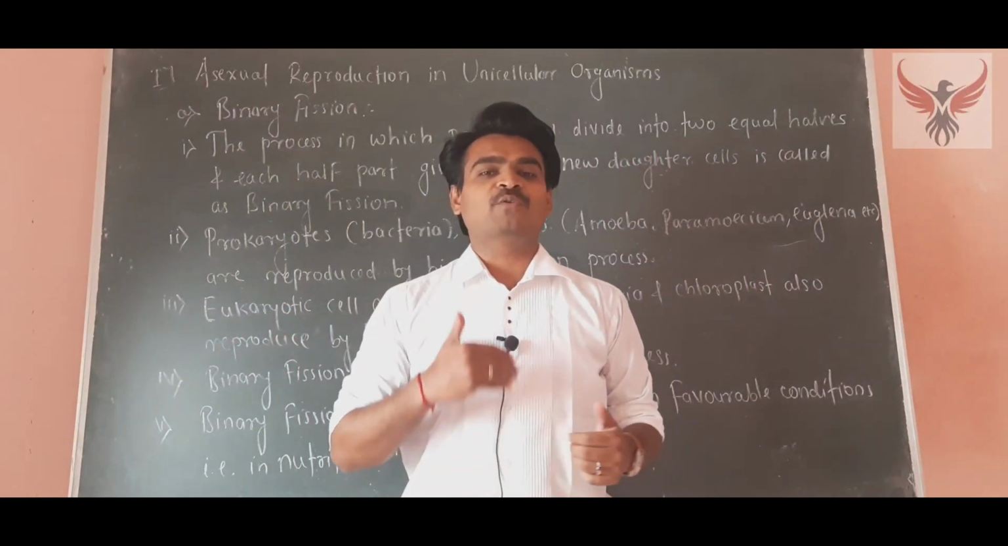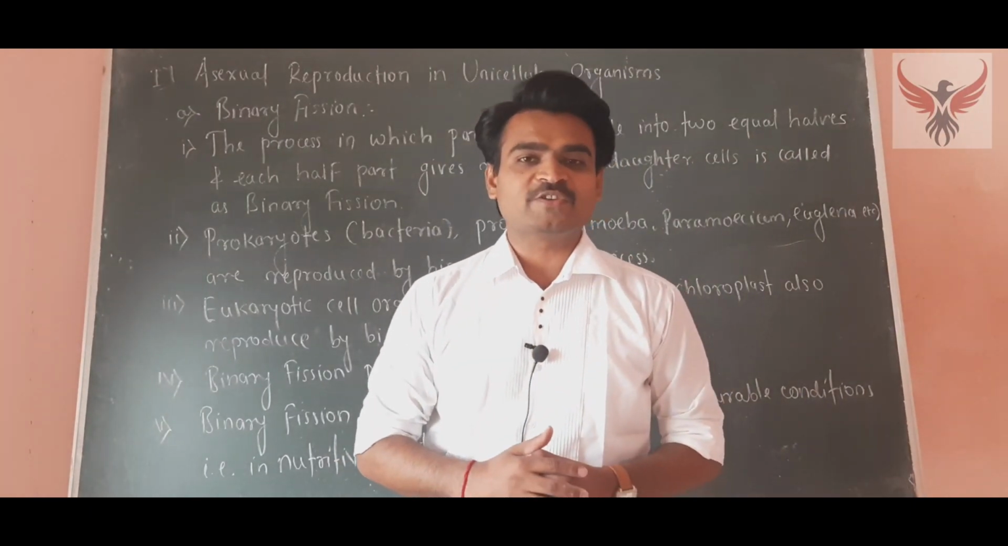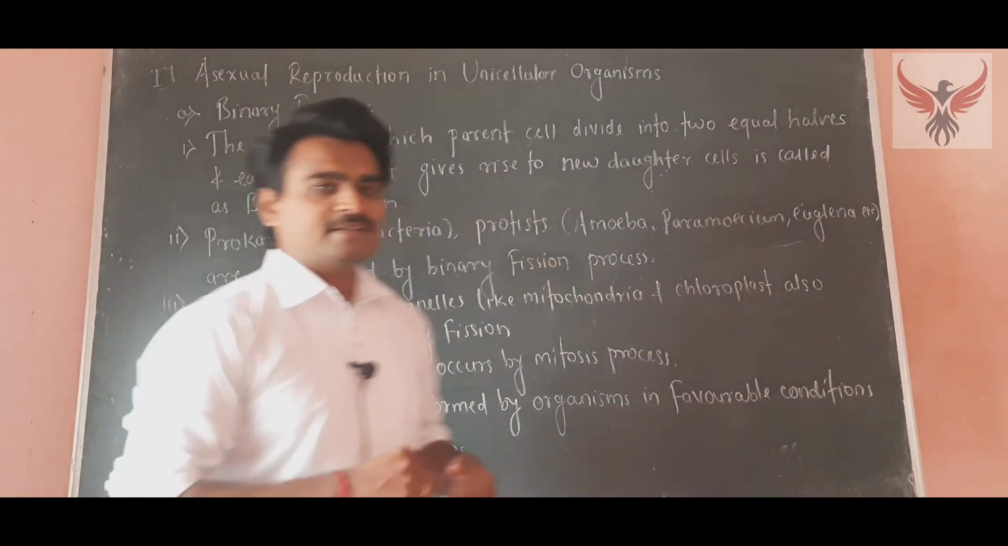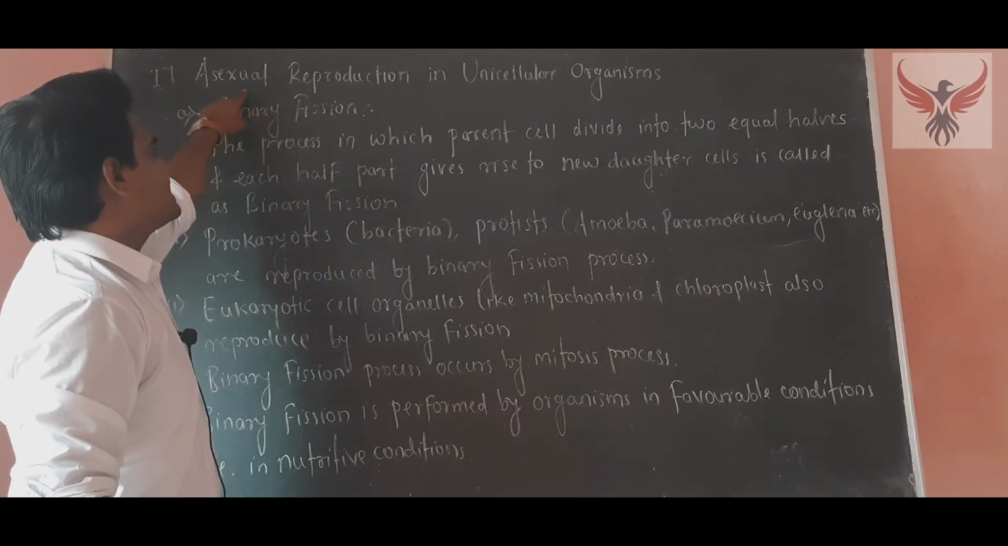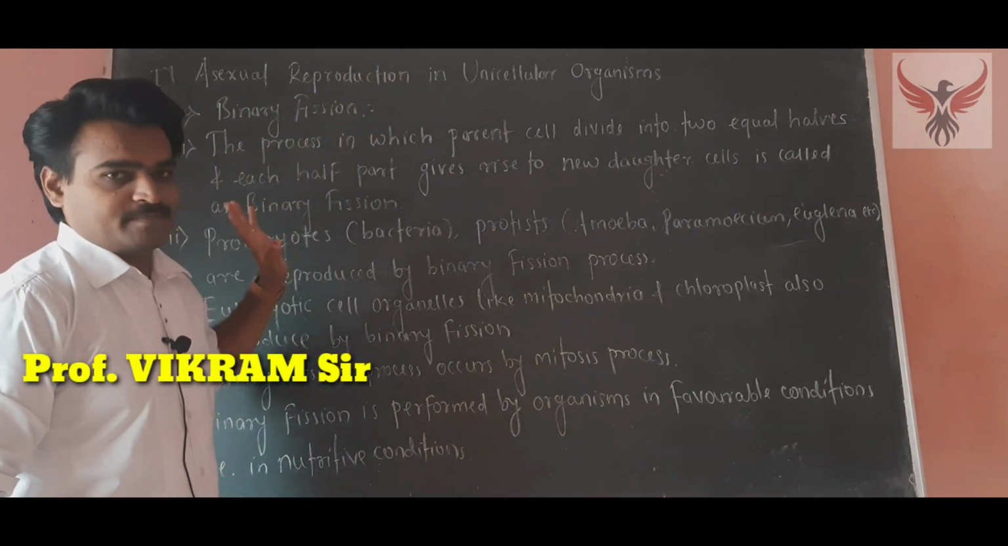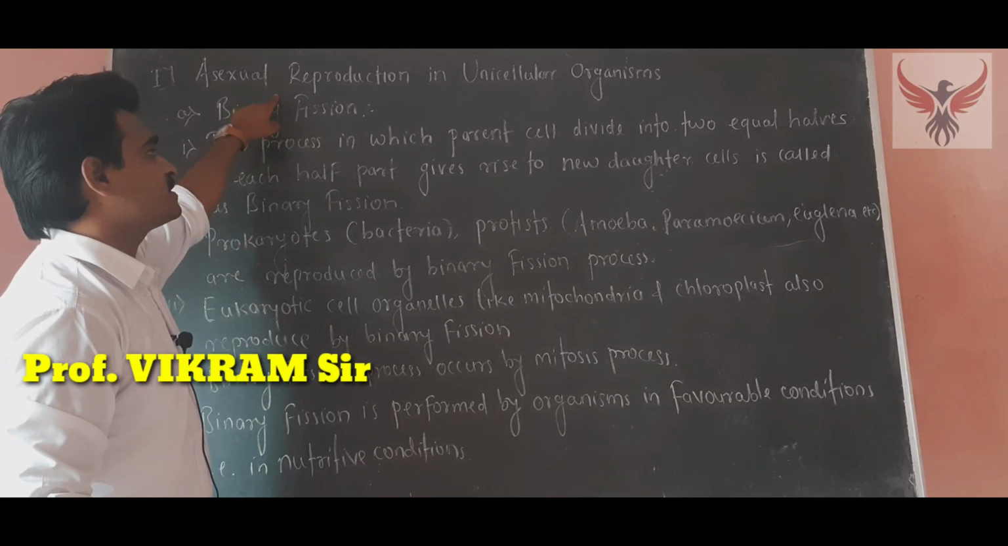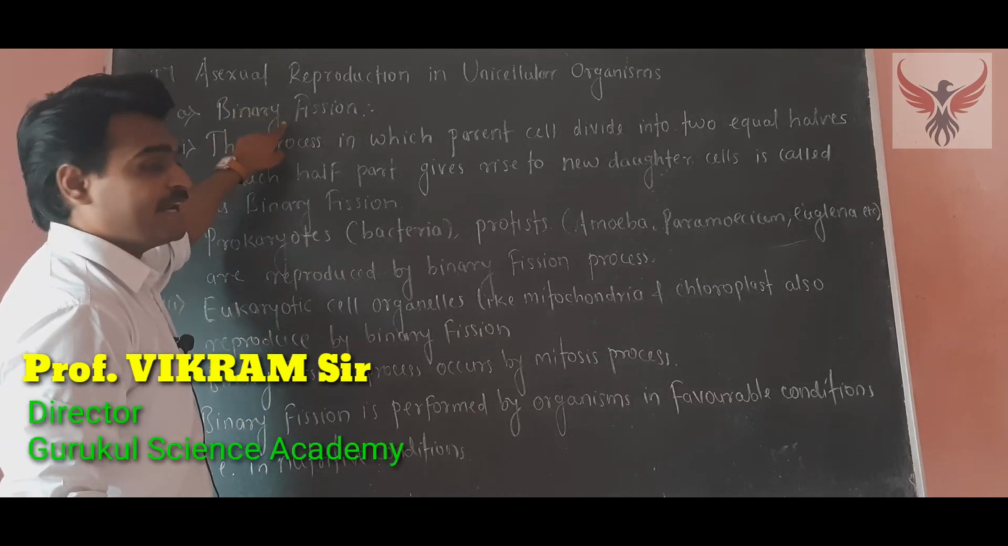We are going to study the different modes of asexual reproduction in detail. In that, the first one is asexual reproduction in unicellular organisms. The first asexual reproduction in case of unicellular organisms is binary fission.